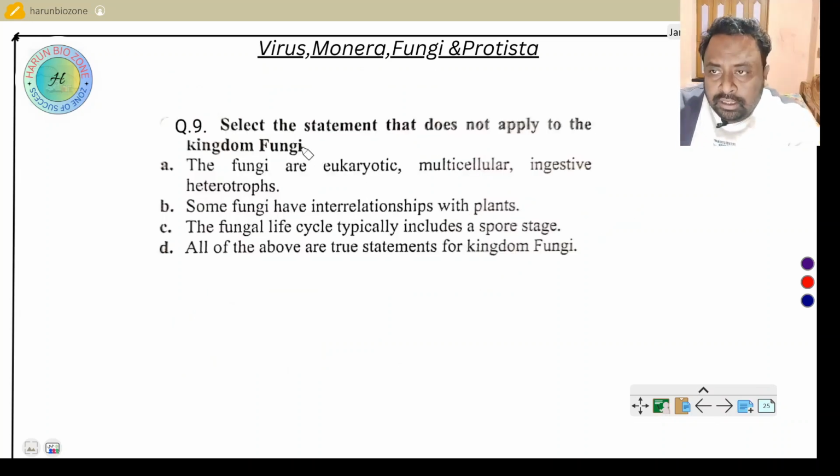Next question, select the statement that does not apply to the kingdom fungi. The fungi are eukaryotic multicellular ingestive heterotrophs. First, this is eukaryotic, right? Multicellular, all are not multicellular, some are unicellular, for example yeast. Ingestive, not ingestion, they are absorptive.